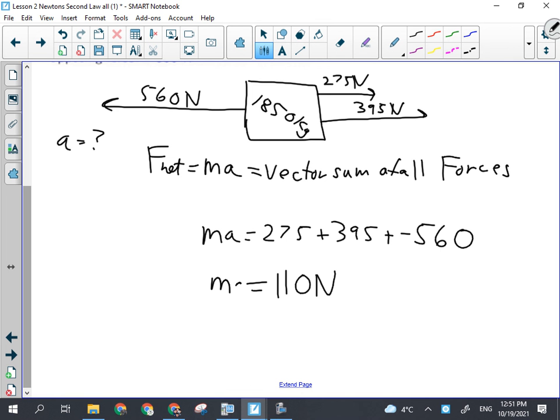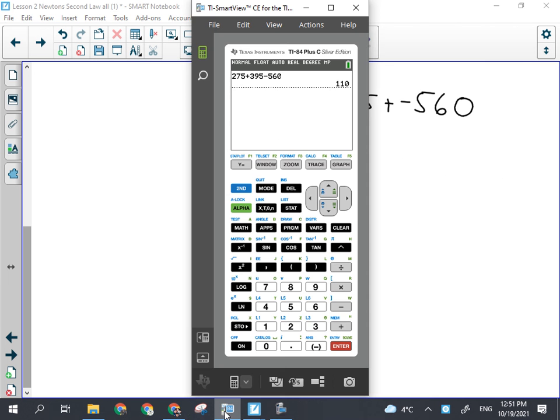That equals m times a. How do I get the acceleration now? Right, divide both sides by m. So 110 divided by 1,850 kilograms is not going to be much of an acceleration. Right, so it's 0.06 or 0.059. What do we have? Three significant digits? 0.0595.